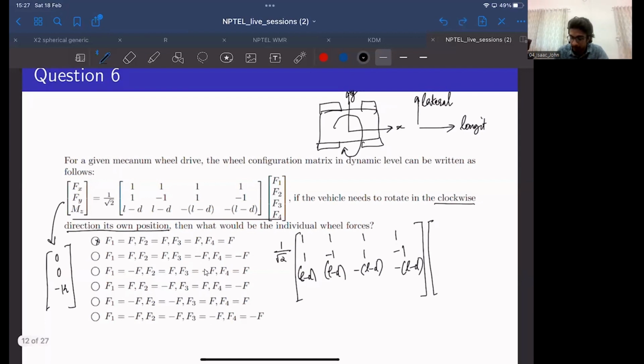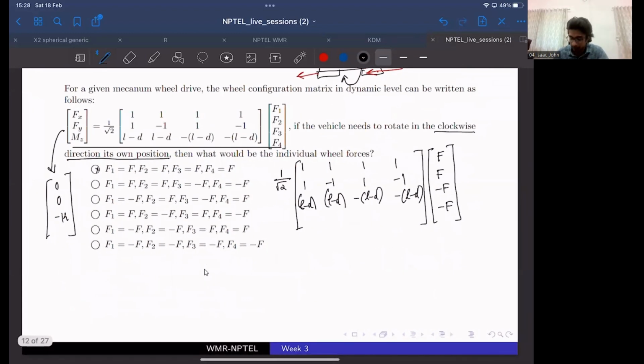So that seems interesting. It says the forces along one side would be in one direction, and the other side would be in the opposite direction. We'll see if this is the case. So option 2 says first wheel force would be plus F, second also plus F, third would be minus F, fourth would be minus F.